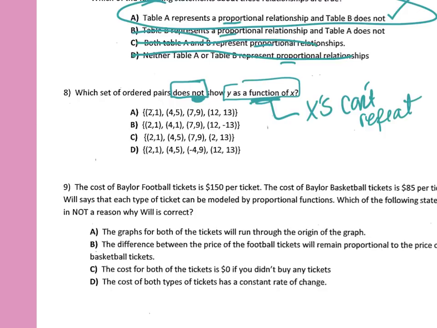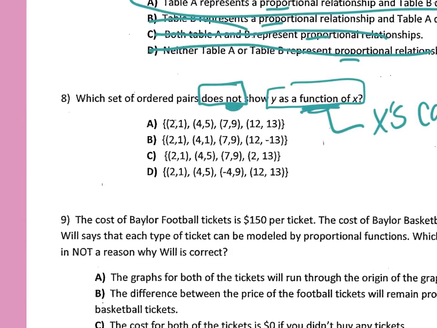Okay, so when we're looking at these, I'm just going to look at the x values. So on A, I've got 2, 4, 7, and 12. None of those repeated, so that means I do have a function. But remember, what did your question ask? Which does not show a function. So A works, so it's not going to be A. Then B, I've got 2, 4, 7, and 12. Same numbers. Again, they don't repeat, so it's a function. That's not what I want to find though.